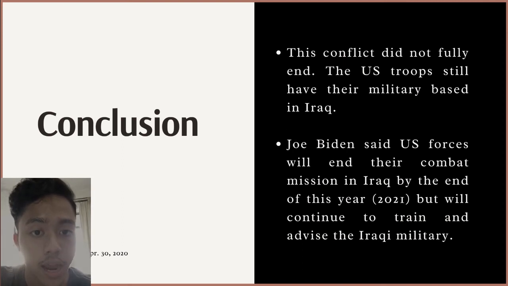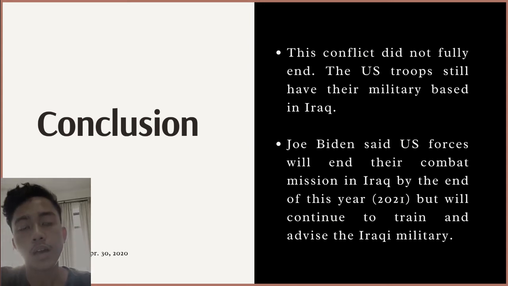this conflict between Iraq and the US government is actually not the end of the story, because the US troops still have their military base in Iraq. Joe Biden said that US forces will end their combat mission in Iraq by the end of this year, 2021, but will continue to train and advise the Iraqi military.